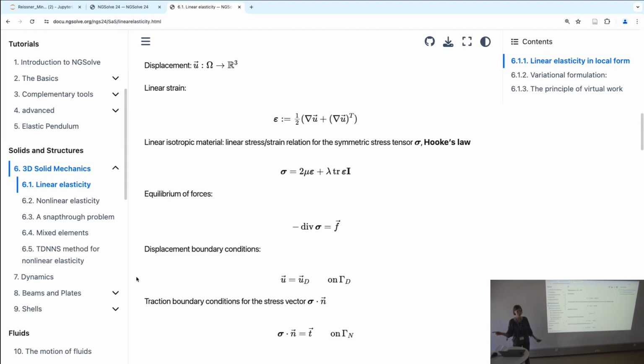How many of you are associated with linear elasticity at some point? That's not a lot.